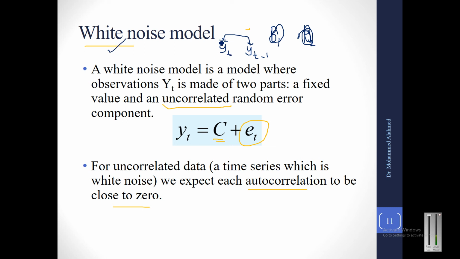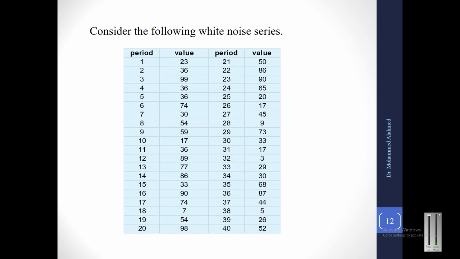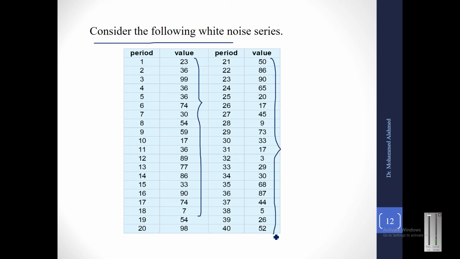That means that given a series, the series has no relation to any of its lagged data series, right? So that is nothing but a white noise model. Now consider the following white noise series. There are 40 periods here, from 1 to 20 and 21 to 40, and these are the values, right? So we have 40 values here.